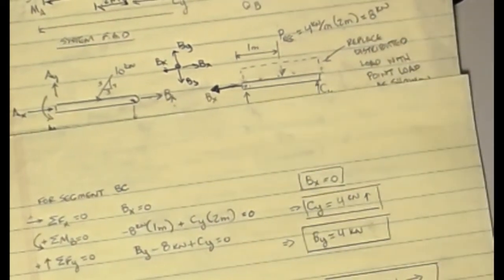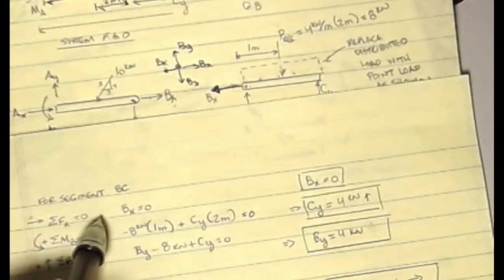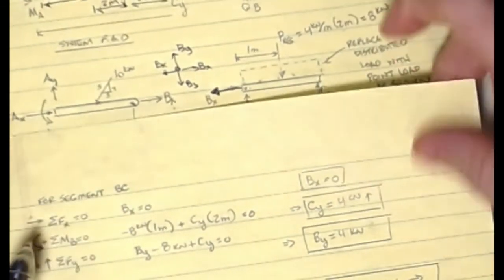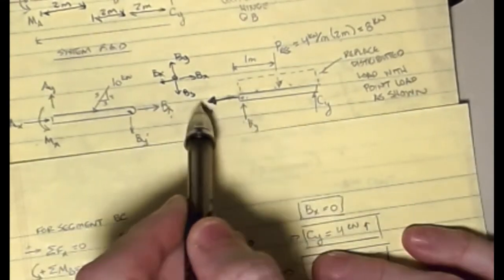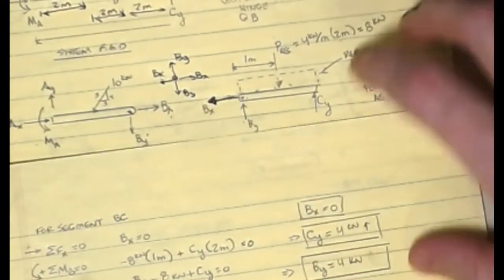right, I can do sum of forces x equal to 0, so bx, and again, we're looking for segment BC, so we're looking at this picture over here. So the only thing acting in the x direction is this guy, so bx is clearly 0. All right, and then I can come in and I can look at, well, let's do the moment about B on this particular picture.